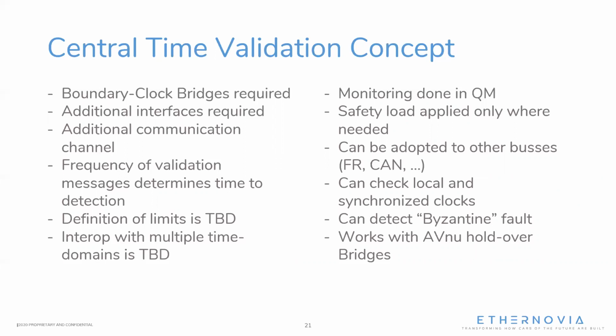We can actually check with the system the consistency of the local clocks as well as the synchronized clocks. We can detect at least one of the Byzantine failures that we've looked at in the bridge. And this obviously works perfectly with the AVnu holdover concept where bridges are supposed to continue sending time information if their input becomes unavailable, and they continue sending out the information to the ports, and we will know exactly by way of our additional communication channel which of these links have failed, and we know it in one safety relevant element.